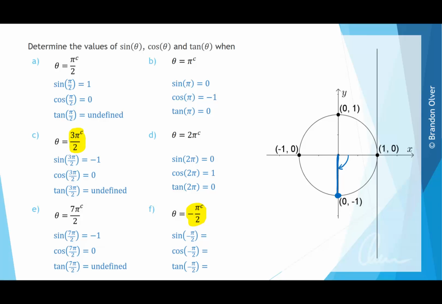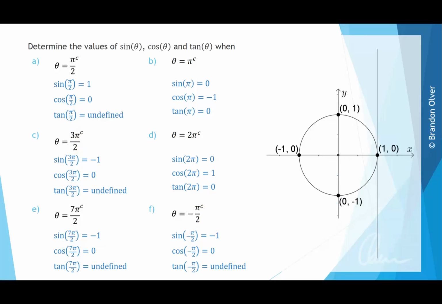So just to check once again, the y value, which is the sine value, is -1. The x value is the cosine value, which is 0. And tan of -pi on 2, once again, if we extend that value, we find that it never reaches the tangent line. There's no point of intersection, so that is undefined.